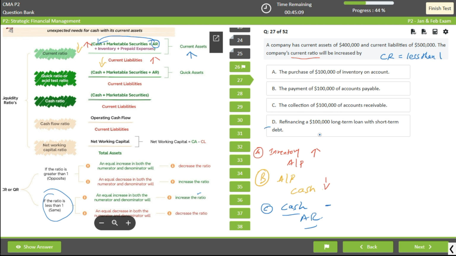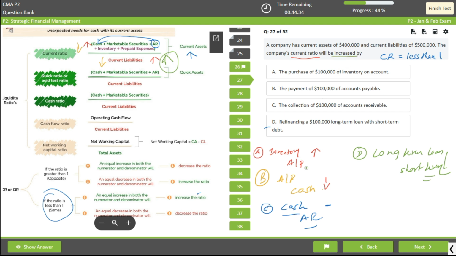Last, we have refinancing of 100,000 of long term debt with short term. In option D, we pass an entry: long term loan debit, to short term. Basically your current liabilities are increasing. If your current liability is increasing, this is going to decrease the ratio because your denominator increases. So what they are asking is increase.